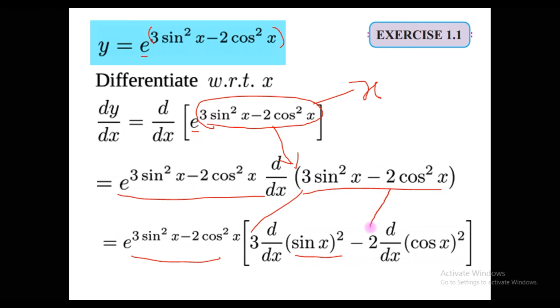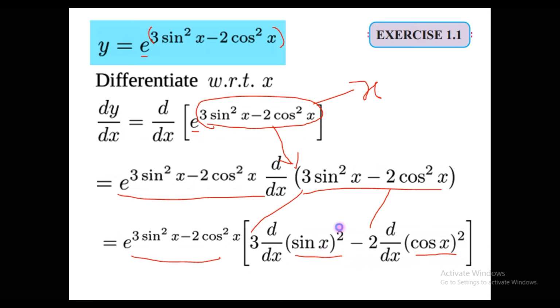This 2 is as it is, cos square of x is written as cos of x whole bracket square. This is just a simplification. Right now I have not done the derivative yet. In the next term, I shall be finding the derivative of this sine of x whole bracket square. What should be the derivative of it?